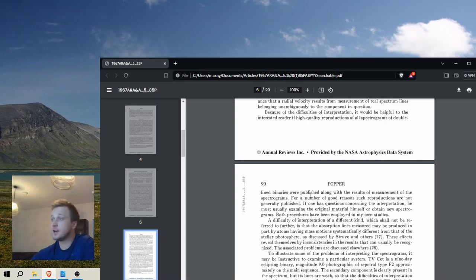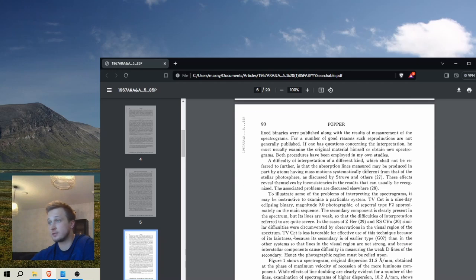A difficulty of interpretation of a different kind, which shall not be referred to further, is that the absorption lines measured may be produced in part by atoms having mass motions systematically different from that of the stellar photosphere, as discussed by Struve and others. These effects reveal themselves by inconsistencies in the results that can usually be recognized. The associated problems are discussed elsewhere.